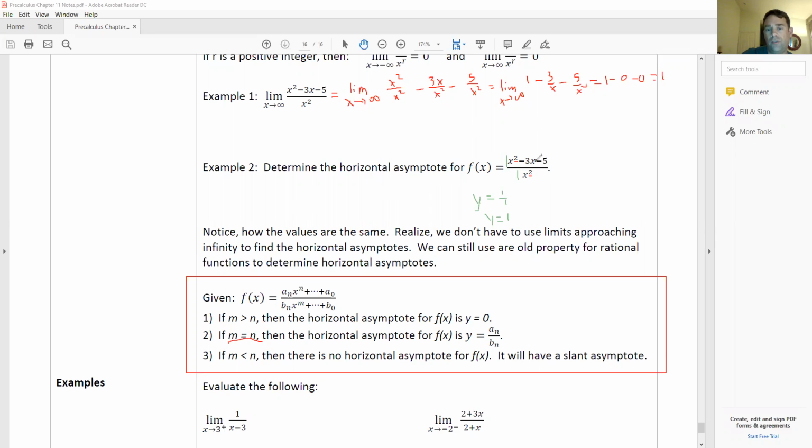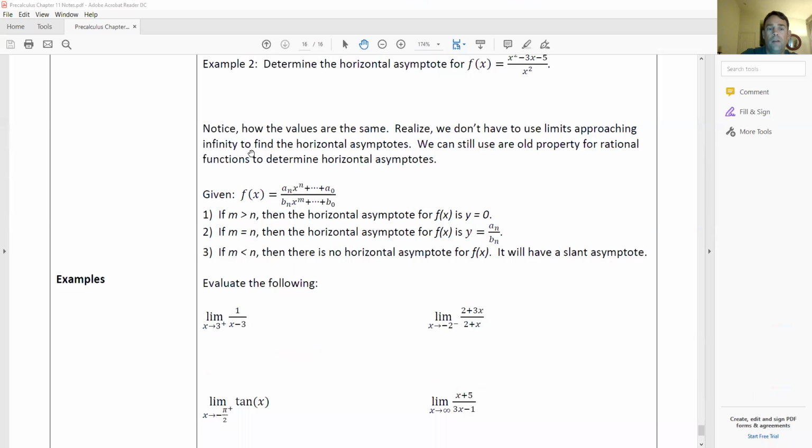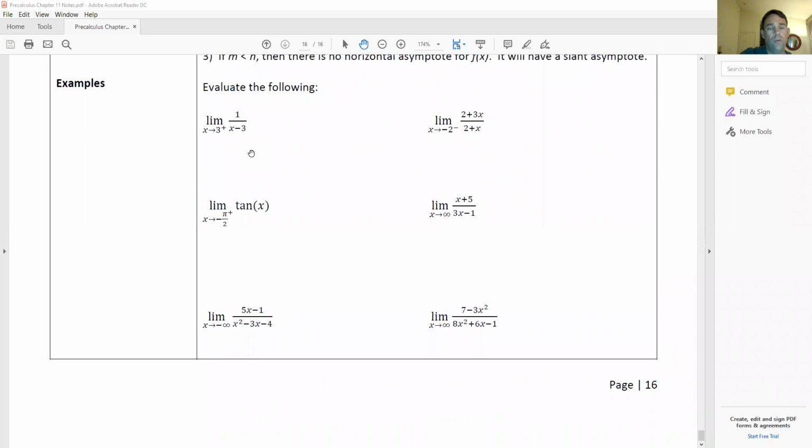Again, horizontal asymptotes exist when x approaches positive or negative infinity. Vertical asymptotes exist at an x value if the limit goes to positive or negative infinity. Infinite limits, or limits when x approaches infinity, those are always related to our vertical and horizontal asymptotes.